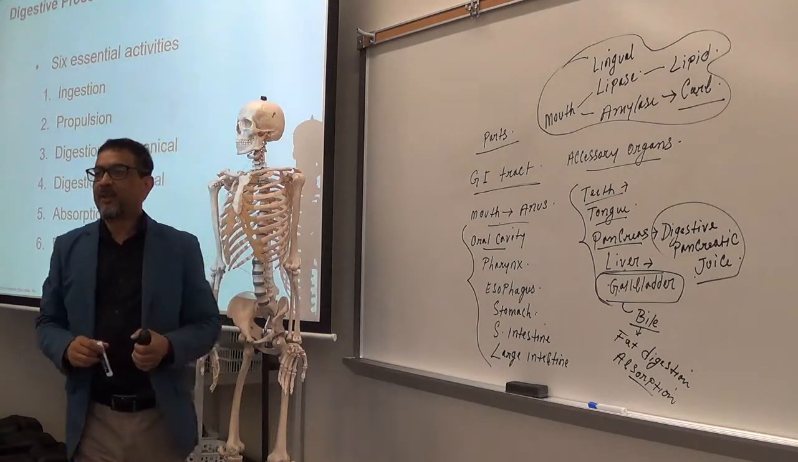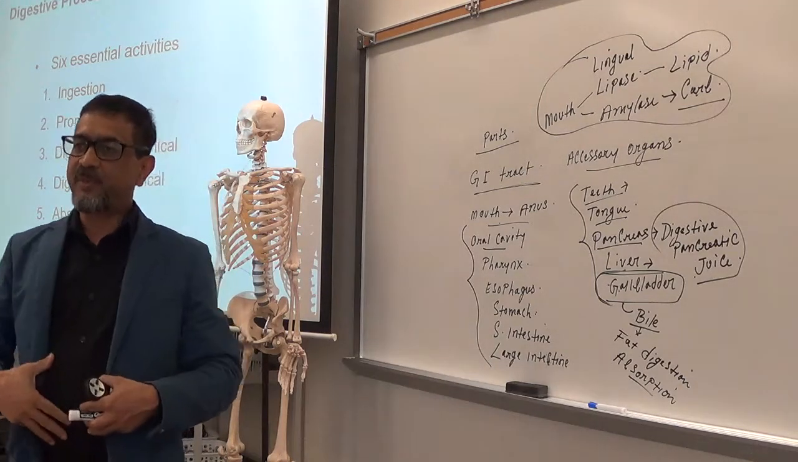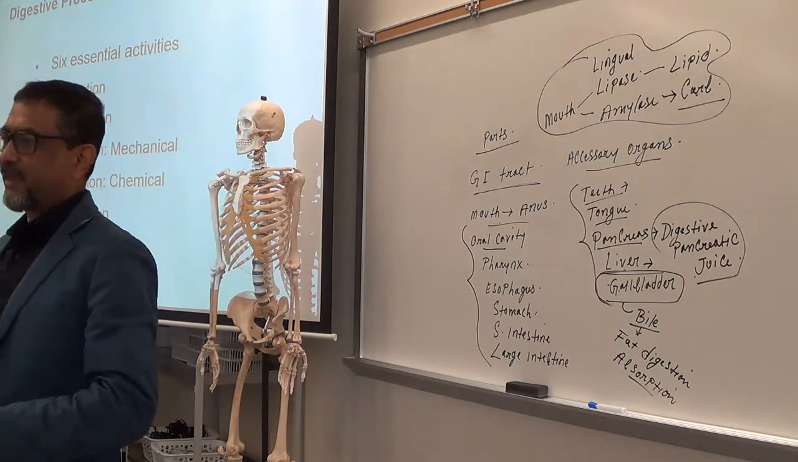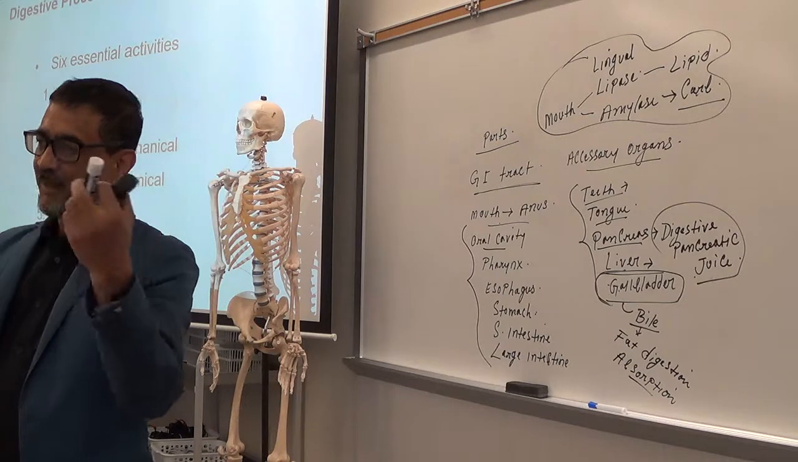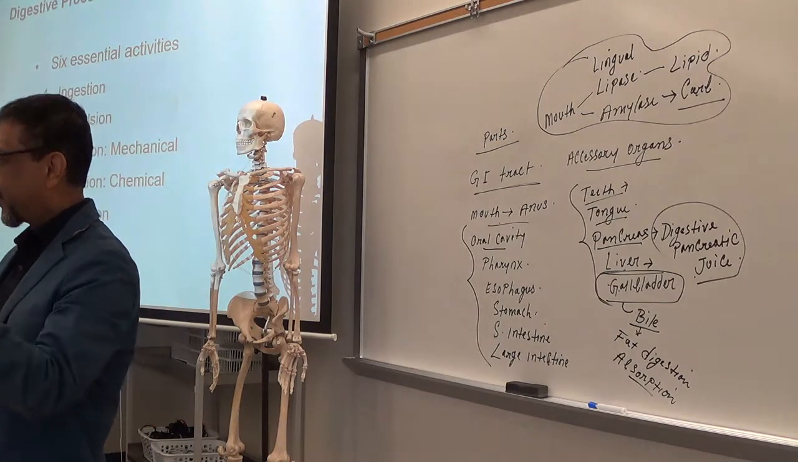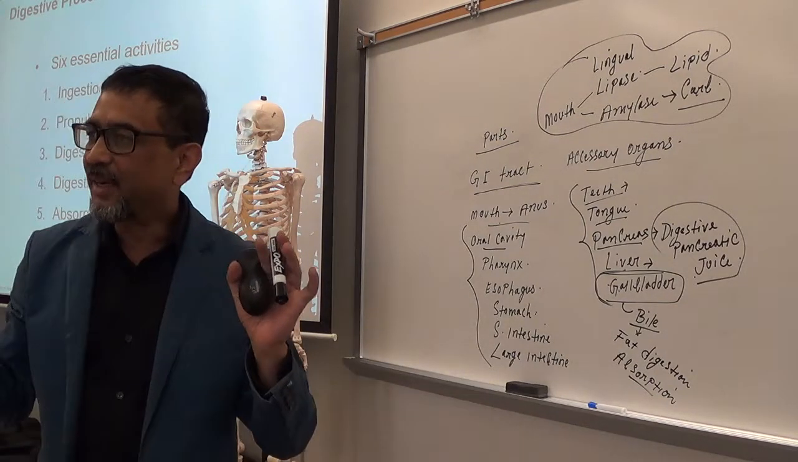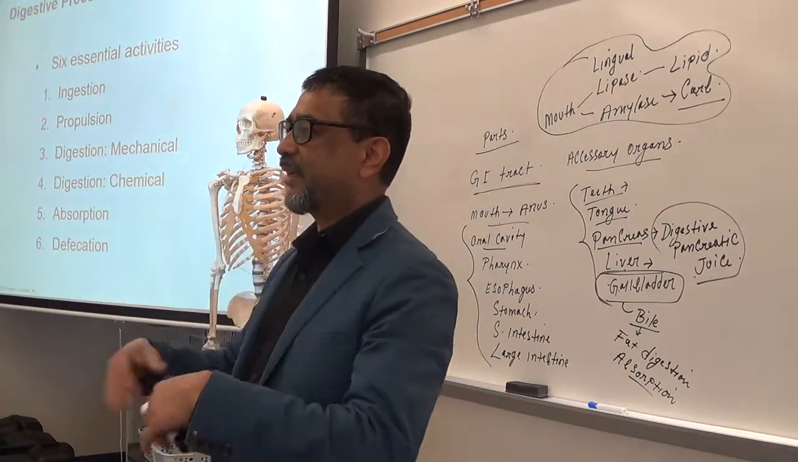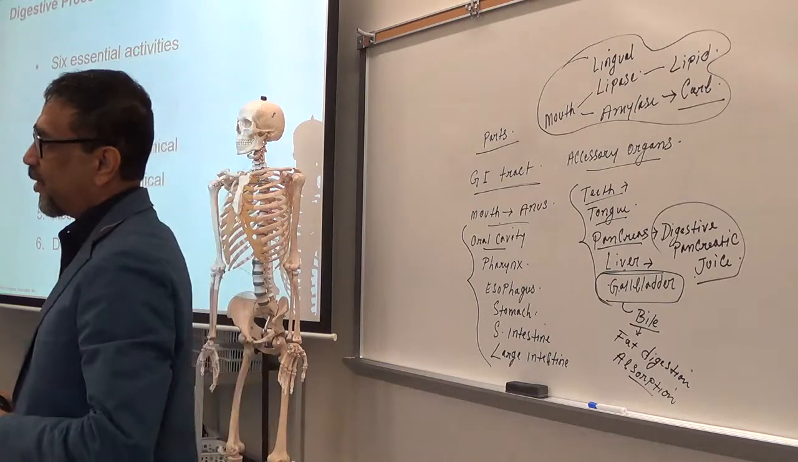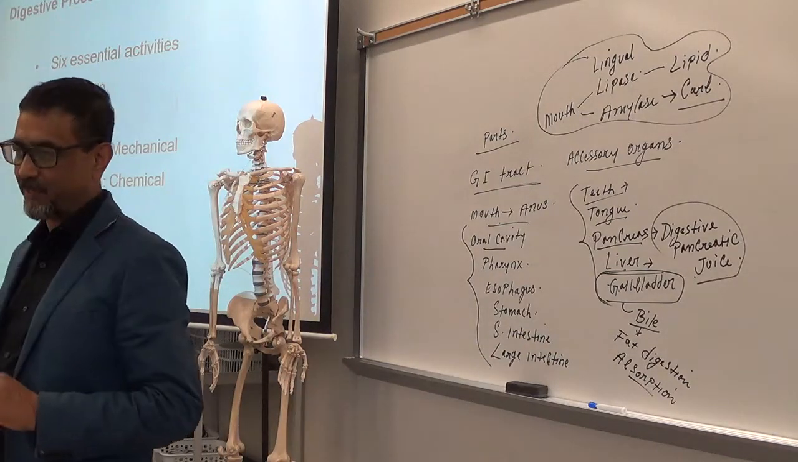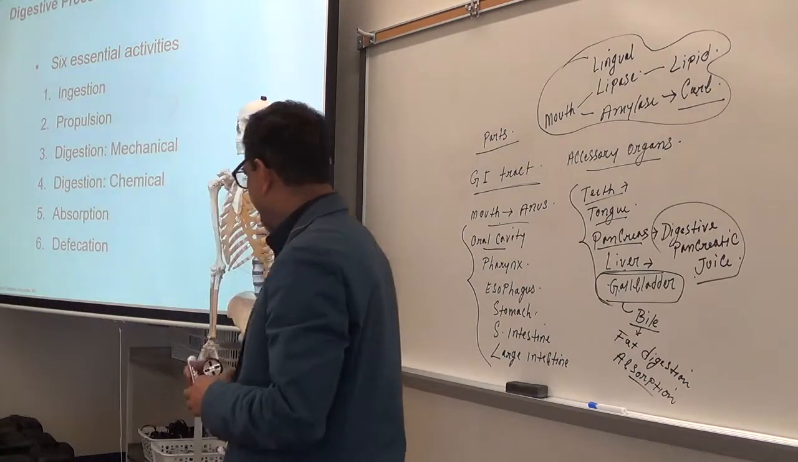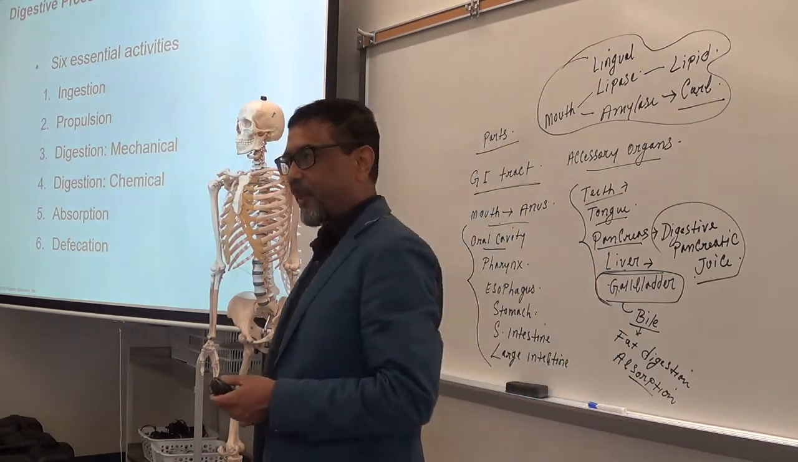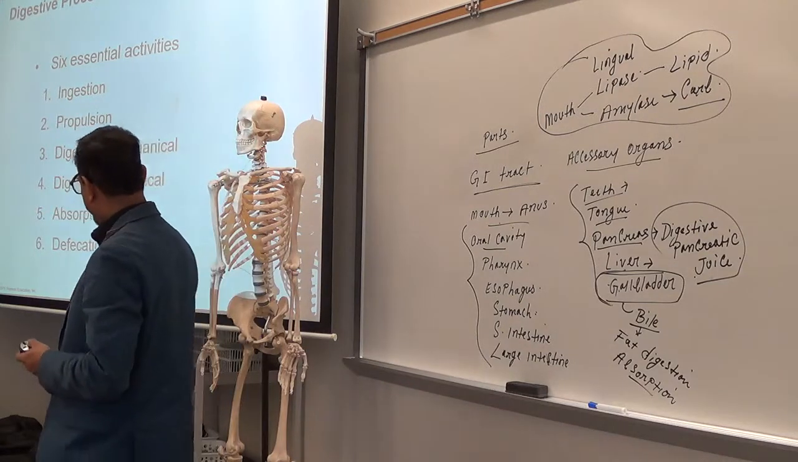Defecation. Those foodstuffs that remain in the intestine are not taken into the blood. They will get out from the body as feces, right? And that is called defecation, by which the feces get out from the digestive system, from the GI tract. So those are the activities that take place in the digestive system.